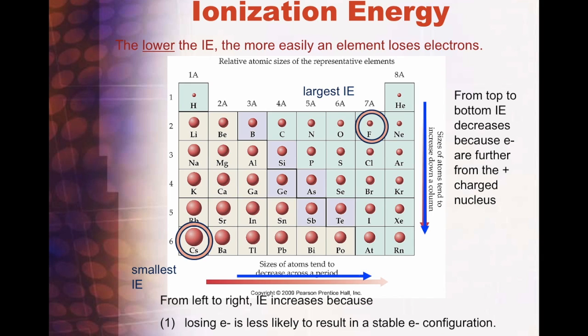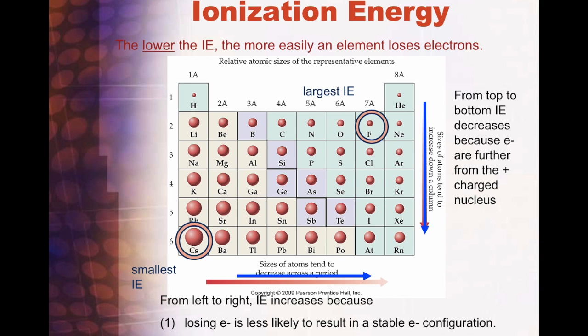First, we'll look at going down the table. From the top to the bottom, ionization energy decreases because electrons are further from the positively charged nucleus, and they're easier to remove. So ionization energy is related to metallic character, but it's the opposite trend, because remember, lower ionization energy is basically more metallic character. So ionization energy decreases from top to bottom.